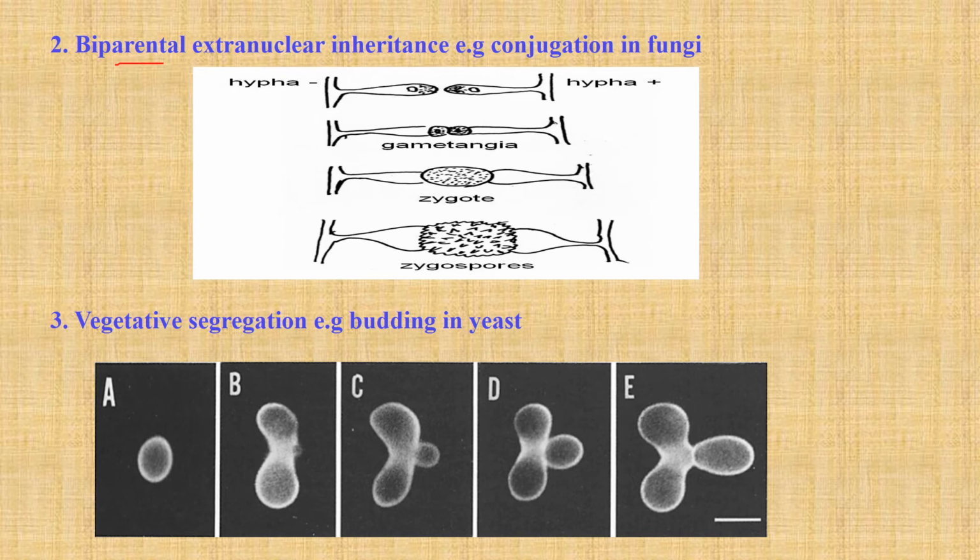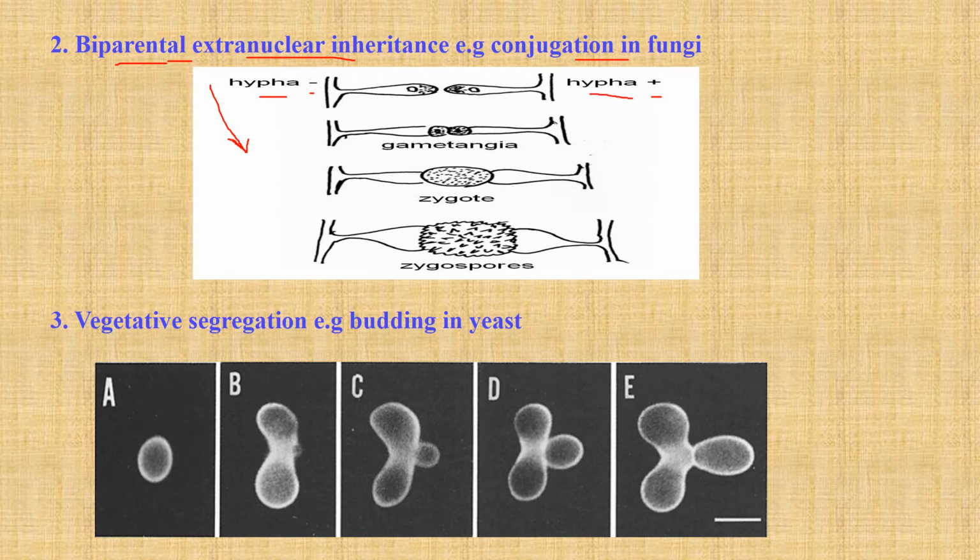So the second one, we have the biparental extranuclear inheritance, and here the non-chromosomal DNA is contributed by both parents. Therefore, the name biparental. And as an example, we have conjugation in fungi. Here we see this diagram below. So in fungi, during sexual reproduction by conjugation, we have a hypha that is represented as negative, and we have another hypha that is represented as positive.